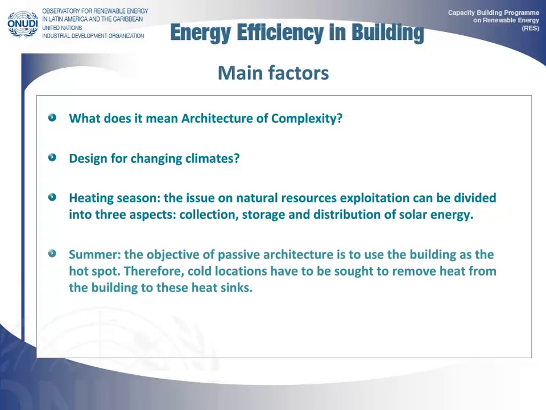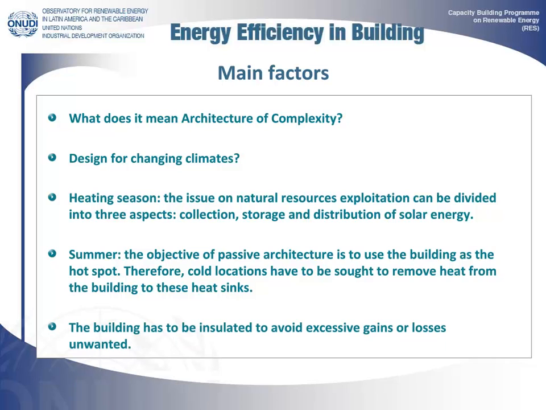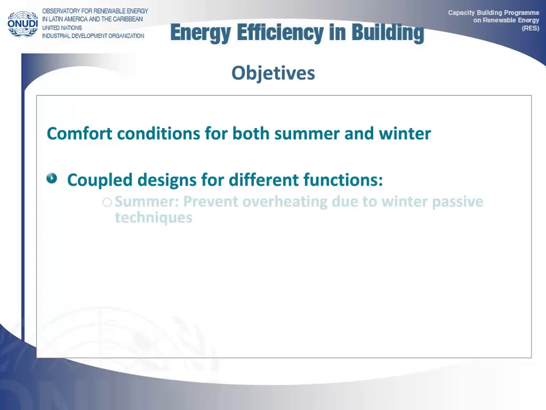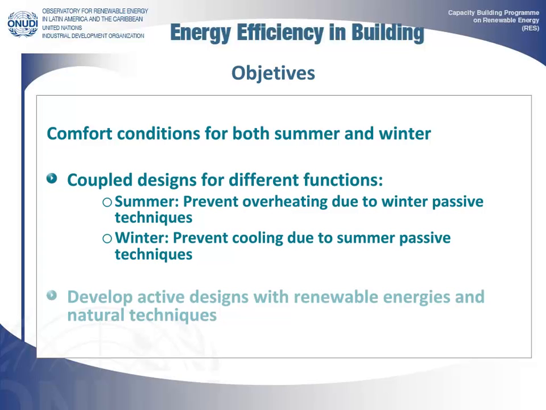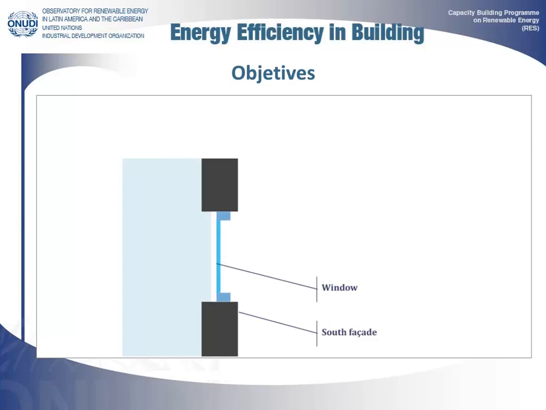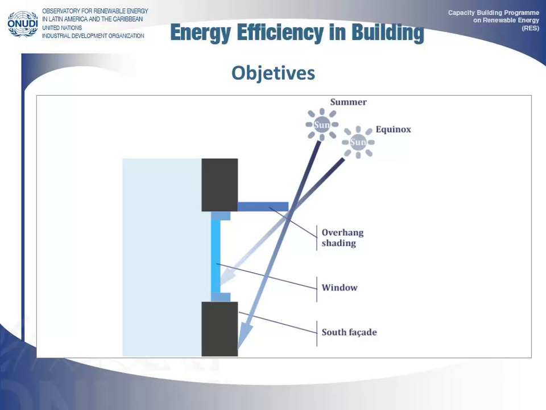This architecture implements the techniques for heating and cooling at the same time, with insulation that avoids excessive gains or losses, but always ensures a minimum as regards ventilation. The main objective is to ensure comfortable conditions in both summer and winter. A dual design is required that will respond to different functions. As can be seen in the figure, one of the techniques that responds to this dual design is efficient shading, which prevents overheating in summer but allows solar radiation to enter the building during winter.